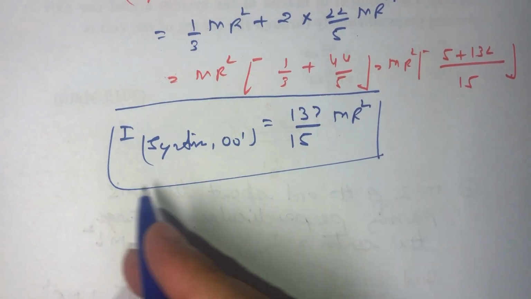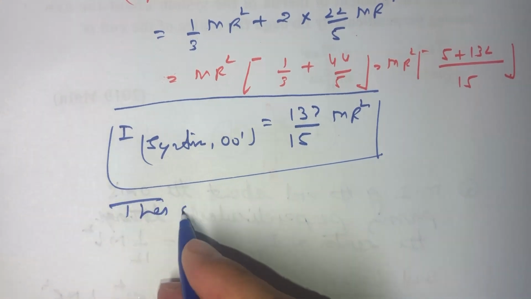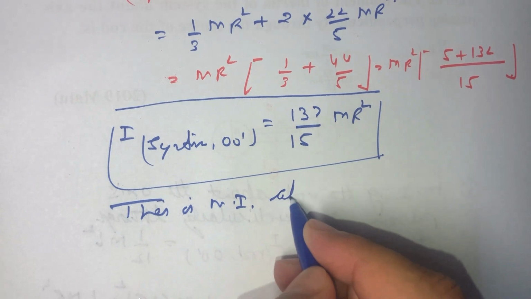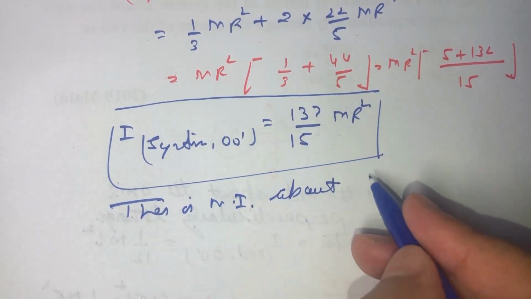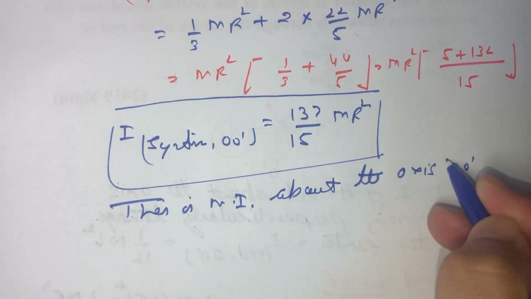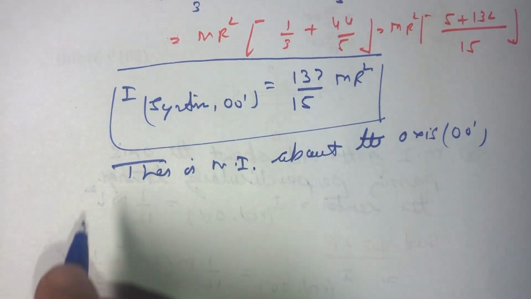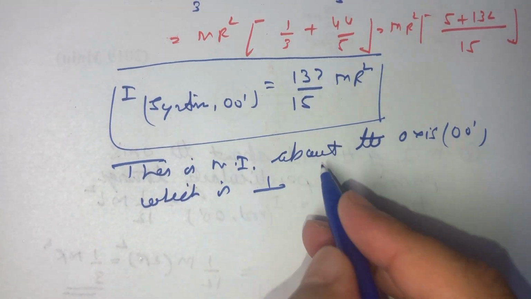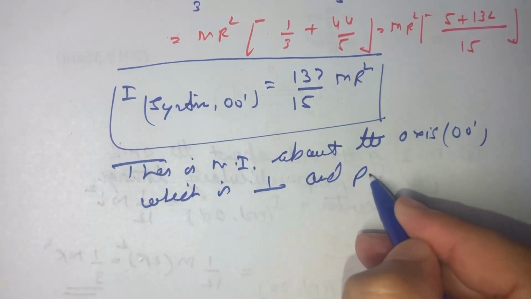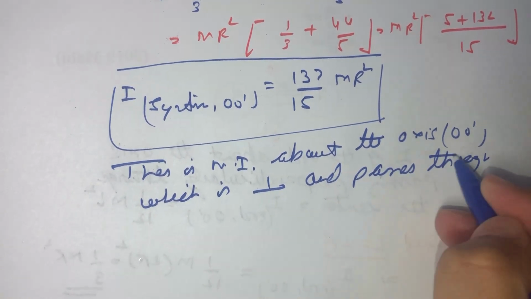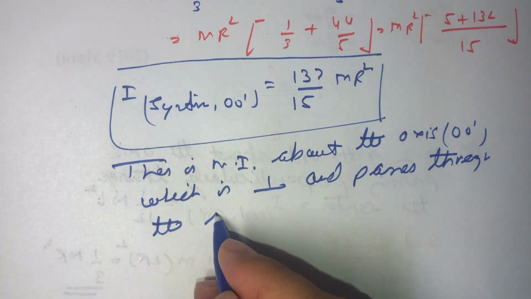So this is the moment of inertia about the axis OO prime, which is perpendicular and passes through the center of the rod.